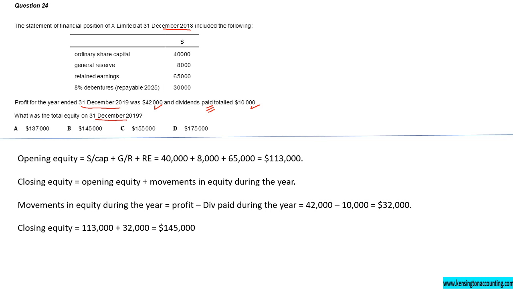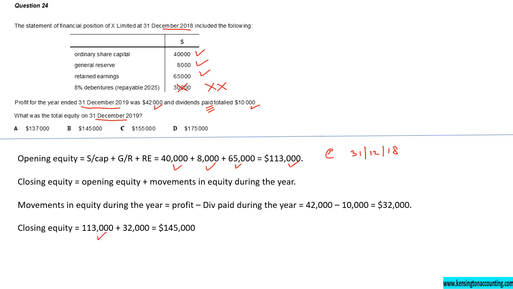Now, the first thing to note is debentures is not part of equity, so that's a trick here. We must ignore this figure. Now the opening equity, or the balance of the equity at 31st December 2018, is 40,000 plus the 8,000 plus the 65,000. That's the ordinary share capital plus the general reserve plus retained earnings. So we have 113,000, which is the opening balance.